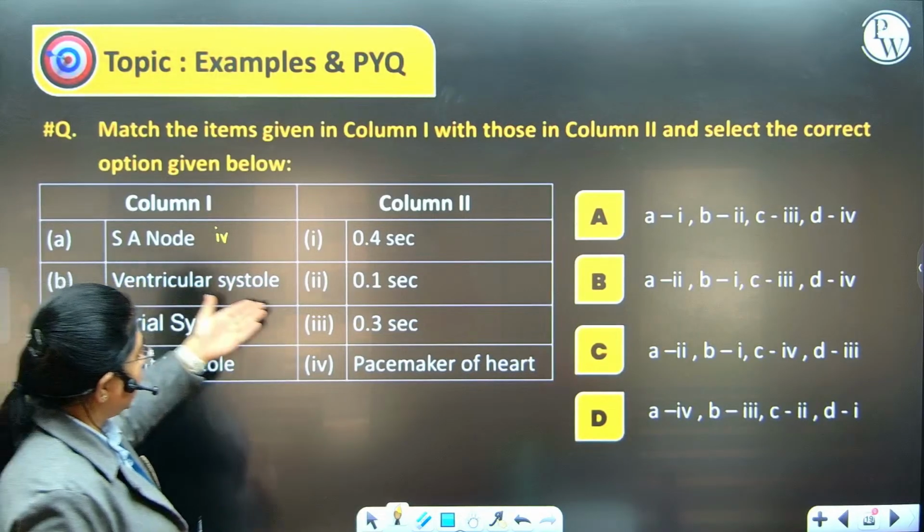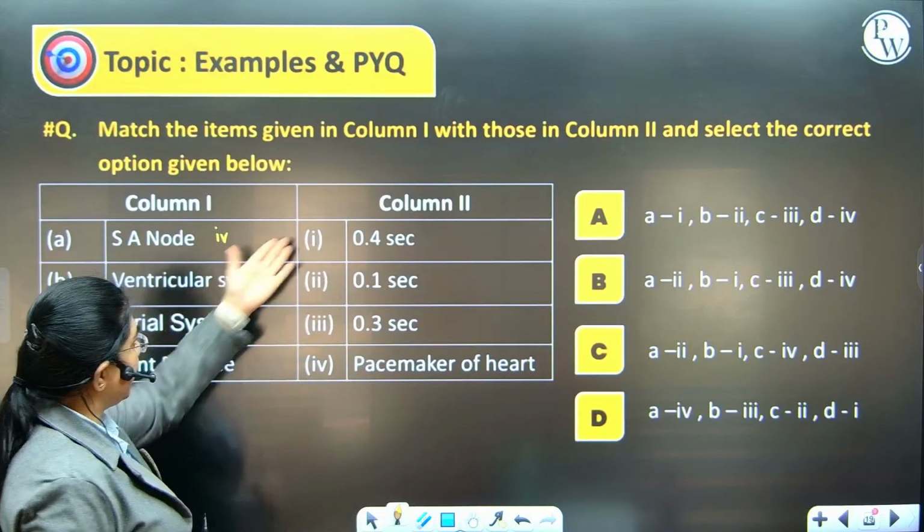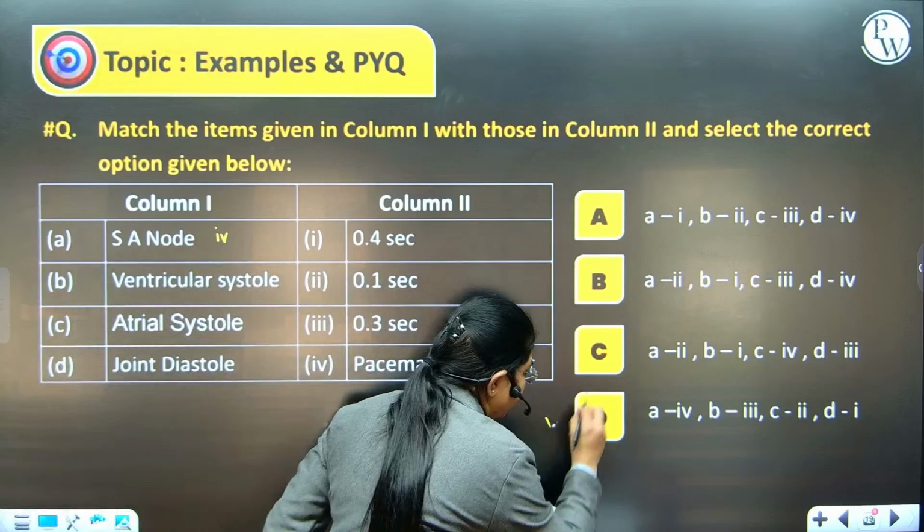Ventricular systole is 0.3 seconds, atrial systole 0.1 second, and joint diastole is 0.4 second, and our answer is D.